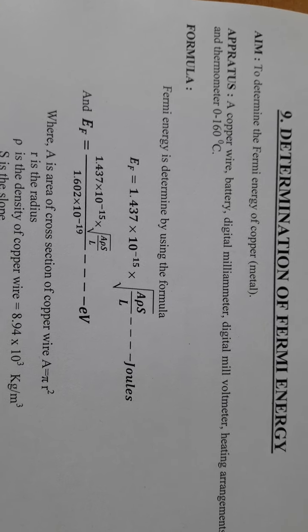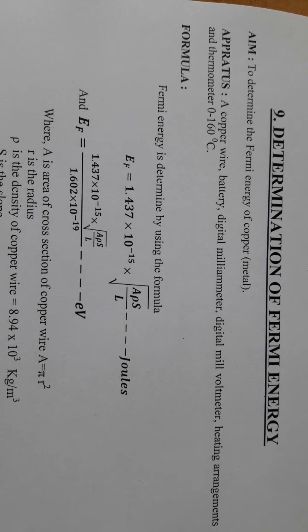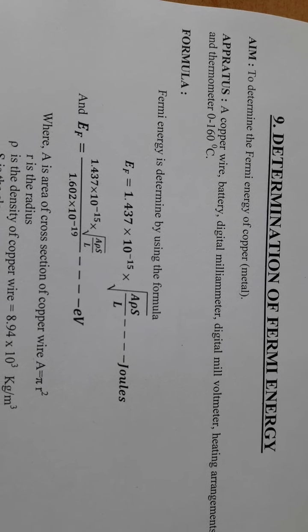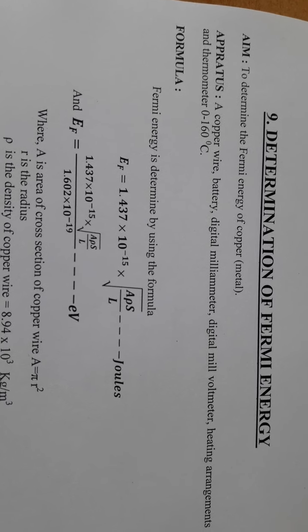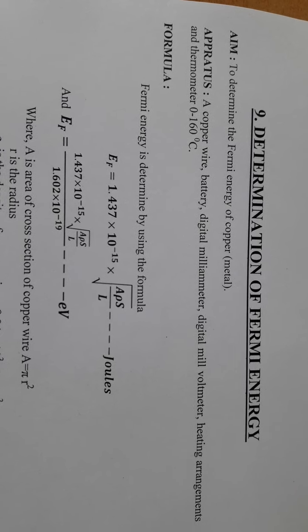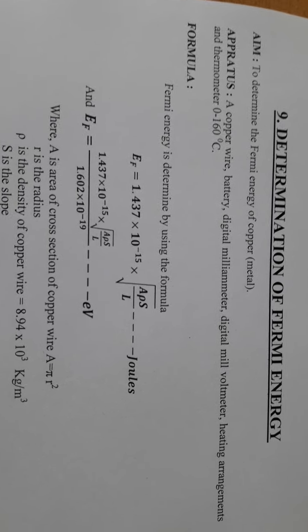The experiment name is Fermi energy. Using this experiment, we can easily calculate the Fermi energy of a given material. In this experiment, we are calculating the Fermi energy of copper. To calculate Fermi energy, we have a formula.